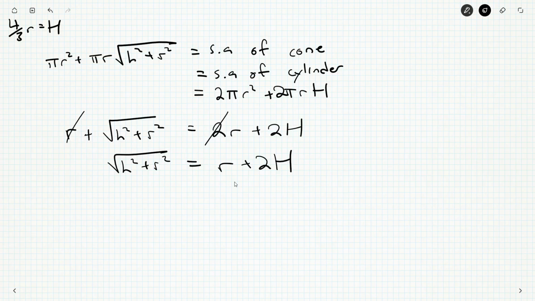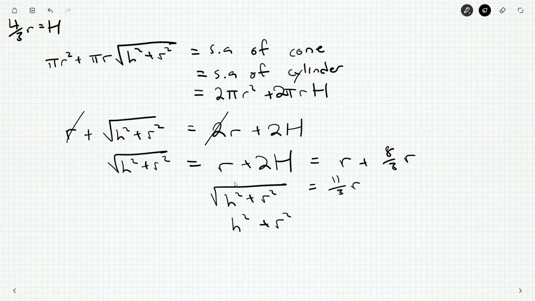I suppose I can substitute in my capital H, so I'd get r plus 8/3 r, and that's 11/3 r. If I want little h in terms of r as well, maybe that's the way to go. Let's square both sides, so 121 over 9 r squared. We can subtract r squared on both sides, so we get h squared is equal to 121 minus 9, which is 112 over 9 r squared.